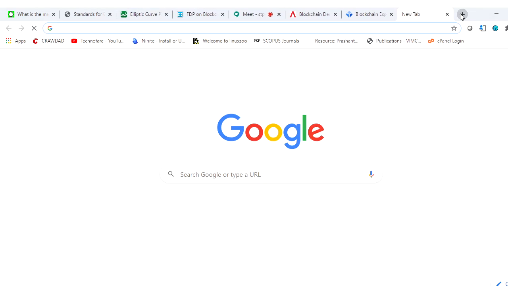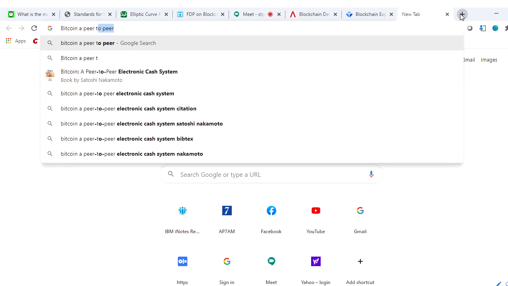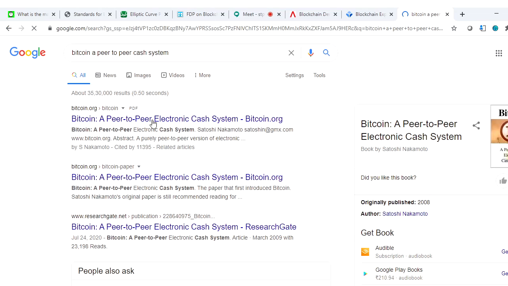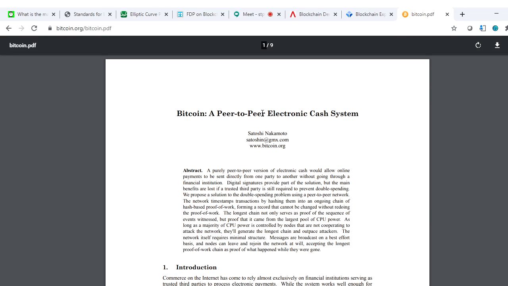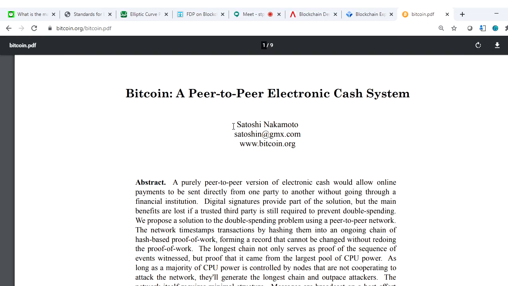Everyone will refer to that. Bitcoin: A Peer-to-Peer Electronic Cash System. It is available at bitcoin.org. This is the website. This is the base paper. Here, this is Satoshi Nakamoto.